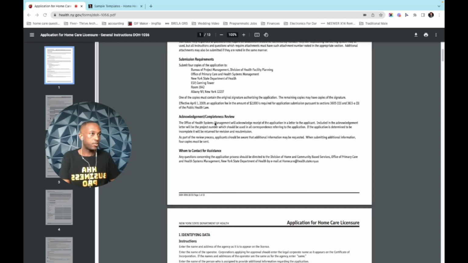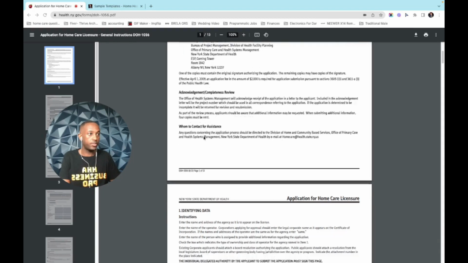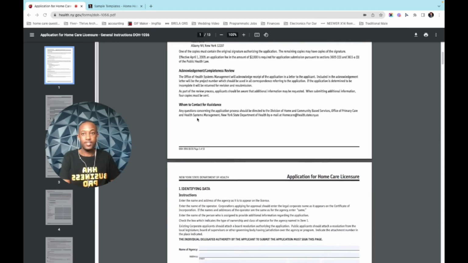Make sure you read the acknowledgement and completeness review. Read through that. Whom to contact for assistance. Like I mentioned, these guys, if they're going to charge you $2,000, you better believe they will make sure they give you as much information as possible. Because remember, governments are looking for money right now. So do not be intimidated by the application process, because if governments are looking to raise money, this is one of the ways that they raise money, through businesses, right? If you're looking to start a business, you're going to pay a fee of $2,000. So they're incentivized to make sure they're giving you the right information and to communicate back and forth and to give you the information that you need.